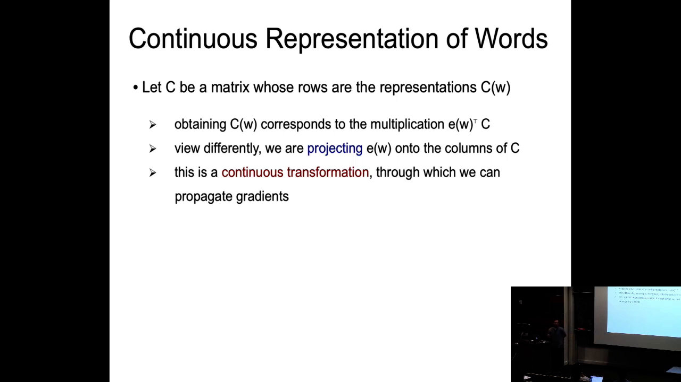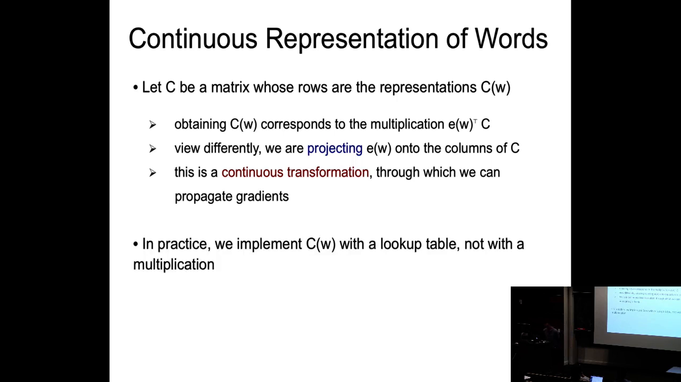right? So if I look at the word cat, the cat ID is 5. So my one hot encoding is going to be 0, 0, 0, 0, 1, and then 0, 0, 0, 0. If I multiply by matrix C, I'm pulling out the corresponding rows of C. And this is a continuous transformation, right? This multiplication here. Because it's a continuous transformation, that means we can calculate gradients with respect to C. We can calculate gradients with respect to the continuous representation of the word.